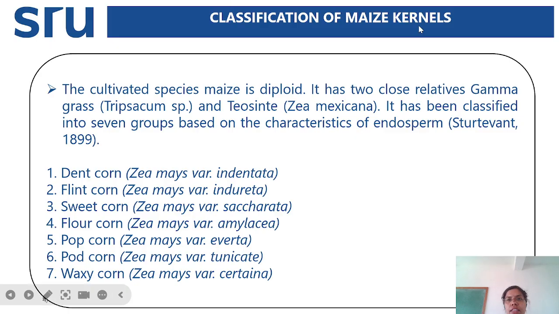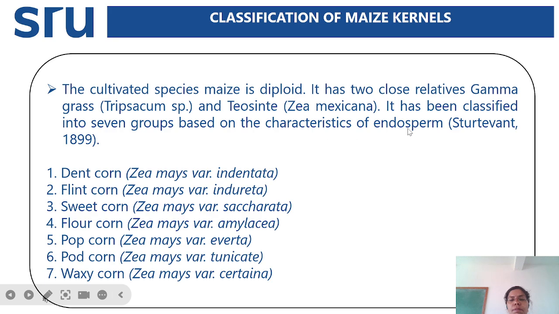Next, coming to the classification of the maize kernel. Just now we discussed that the cultivated species of maize is diploid. It has two close relatives, gamma grass and teosinte. Gamma grass is Tripsacum, whereas teosinte is Zea mexicana. These are grass types and are close relatives to the cultivated maize species.